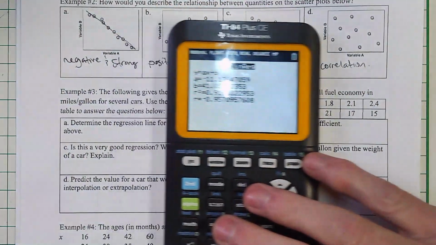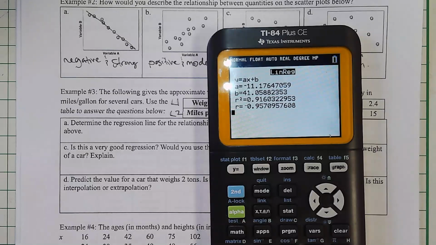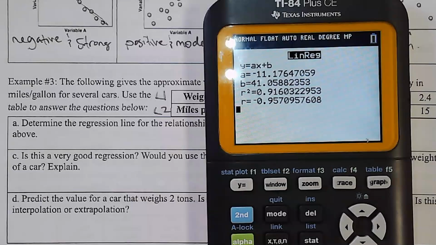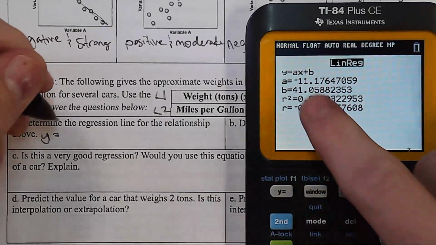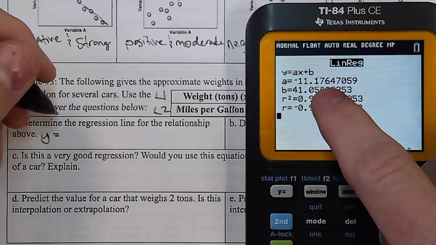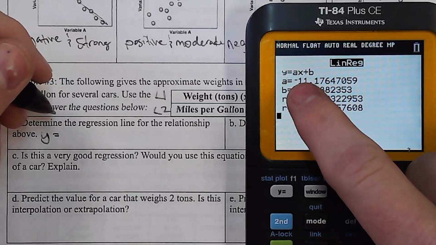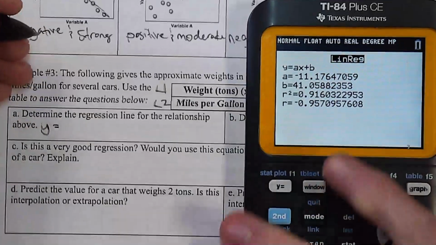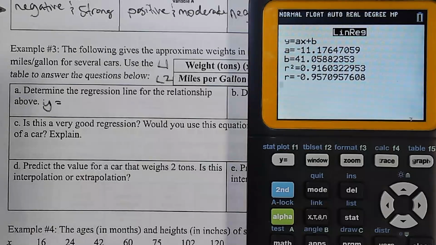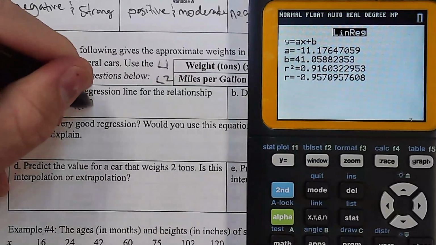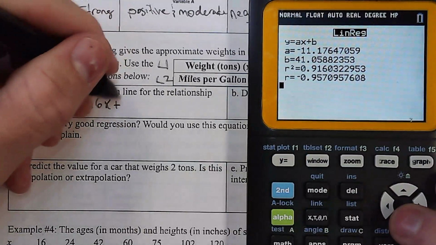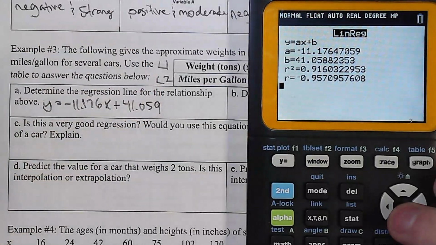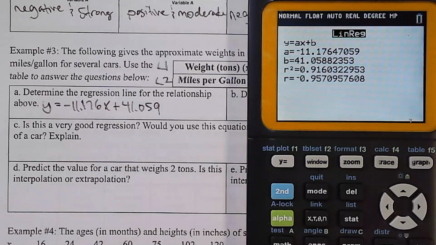Did y'all get the same answer as me? Make sure I did it right. Okay, I can do these wrong sometimes. All you're doing is it's y equals, and you're plugging in this right here for a. I go 3 spots. ax plus b, and you're plugging in this for a and this for b. So y equals a. What's my a, though? What's a? Negative 11.176. So there's going to be your a. x plus b. What's b? 41.059. Okay, so that's my answer for the equation.